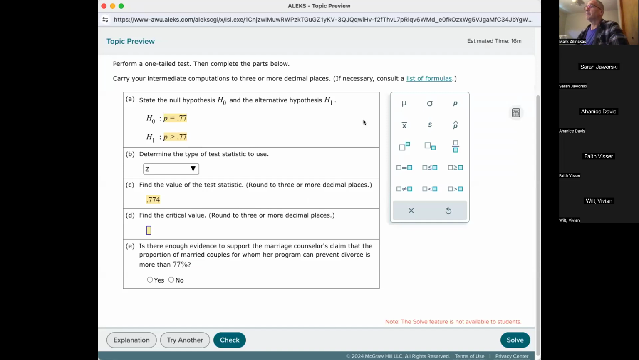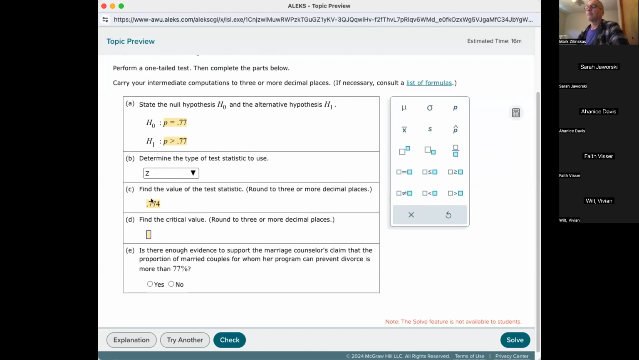Okay, so here's the problem here, right? So I got 77.4%, and there's the values, the Z statistic. So this is what I'm saying here. We were just looking at the template. We're going to fail to reject. We've got a huge p-value there, right?